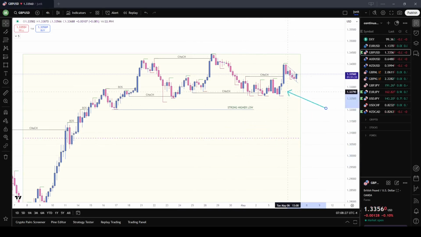So right now the swing structure is bullish. Market structure is bullish, starting to take out these highs, and it is forming a bullish pattern right now. So look for any type of buying opportunity, or to target the highs of the range.